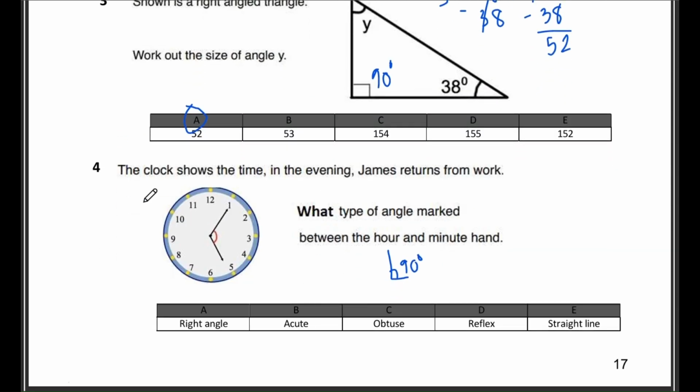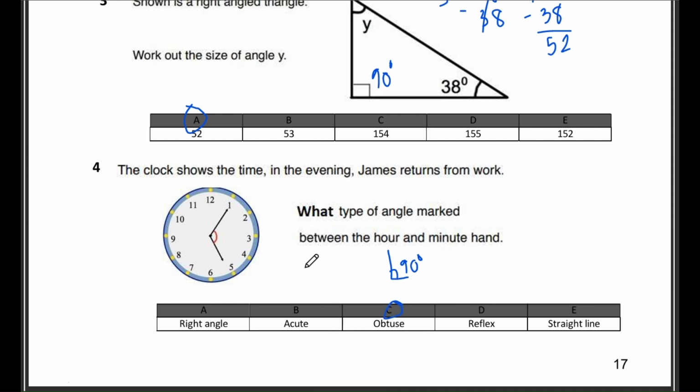It states, looking at the clock in the evening, what type of angle is formed between the hour and minute hand? Option A is a right angle, option B is acute, option C is obtuse, option D is reflex, and option E is straight line. The correct answer here is option C, obtuse.